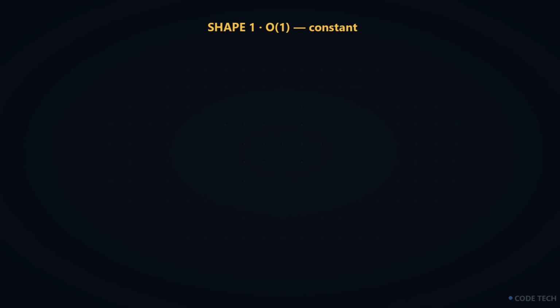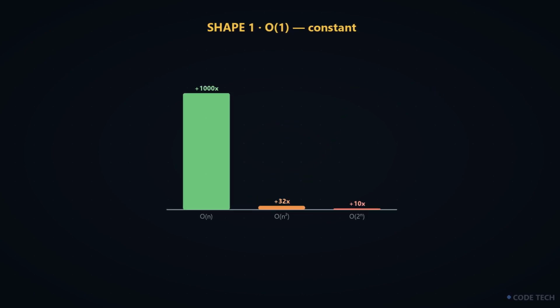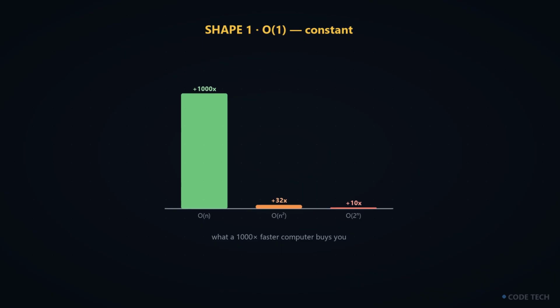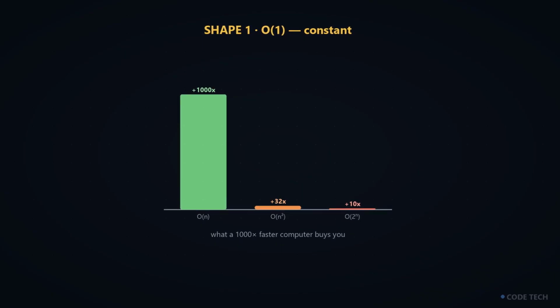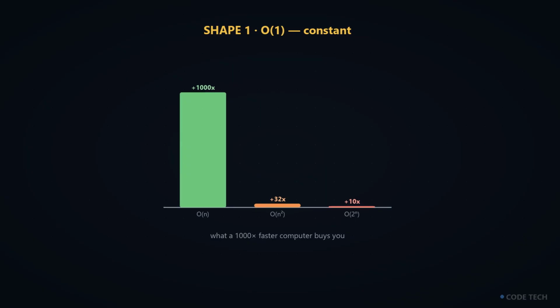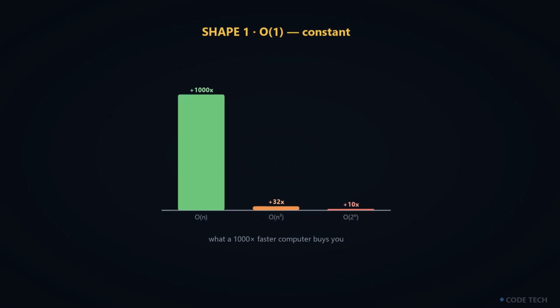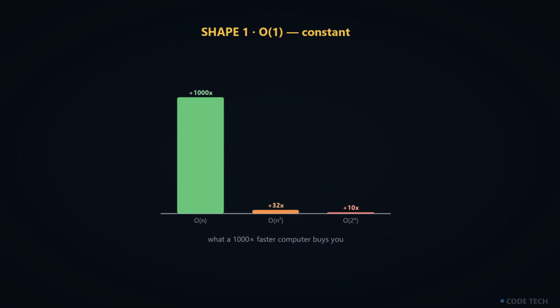Want to feel how absolute the hierarchy is? Play this game. I'll give you a computer 1,000 times faster. With a linear algorithm, you can now handle 1,000 times more data. Beautiful. Quadratic? Only 32 times more. Exponential? Your 1,000-fold supercomputer handles 10 more items. 10. Faster hardware cannot outrun a bad shape.